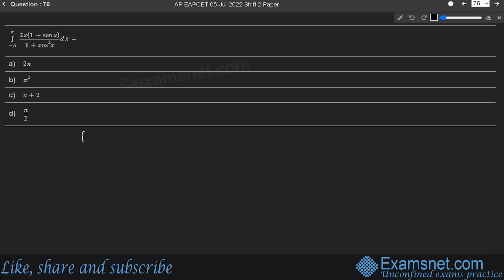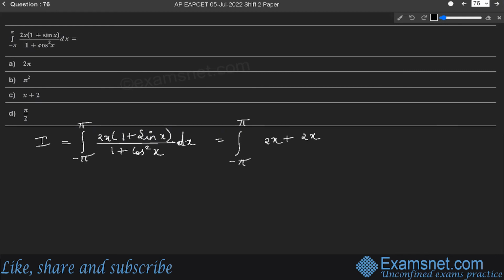Next question is integral of minus pi to pi 2x into 1 plus sine x divided by 1 plus cos square x dx is equal to. Let this expression be equal to I. So this will be equal to integral of minus pi to pi 2x plus 2x into sine x divided by 1 plus cos square x dx. On multiplying 2x inside the bracket, we get 2x plus 2x into sine x. Let this be equation number 1.